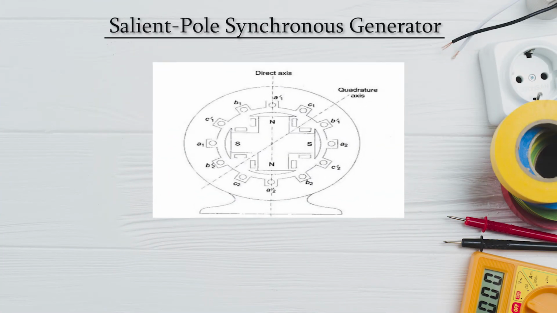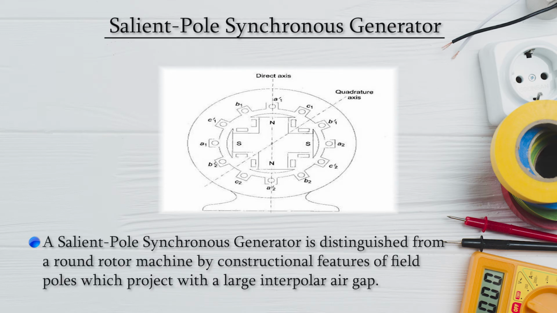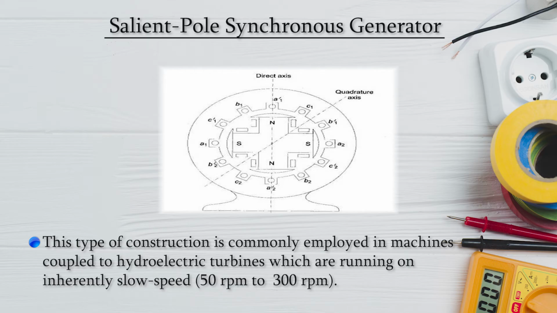So let us see the salient pole synchronous generator in somewhat more detail. A salient pole synchronous generator is distinguished from a round rotor machine by its constructional features of the field poles, which are projected out with a large interpolar air gap in which we put the winding. This type of construction is commonly used in machines coupled to hydroelectric turbines, which run at inherently slow speed. So as I told you, salient pole synchronous generators are more suitable for low speed operation, in which we normally use hydro turbines.